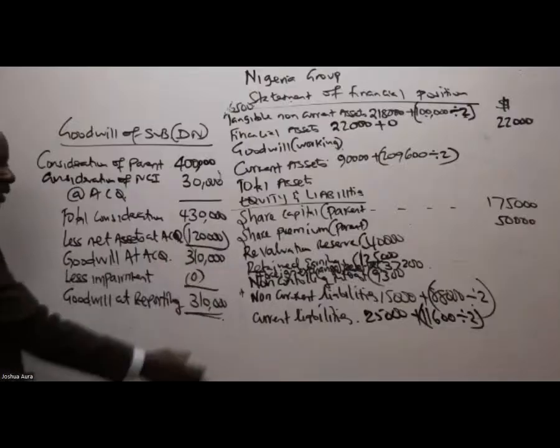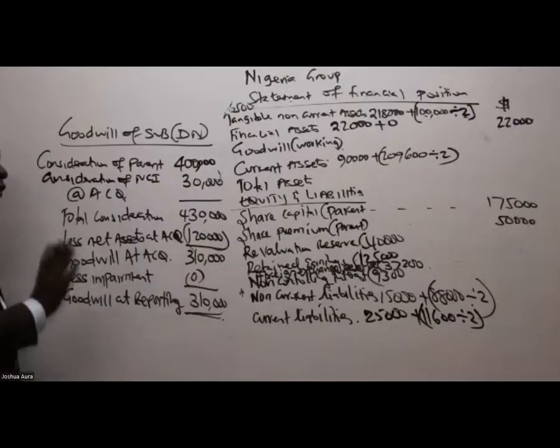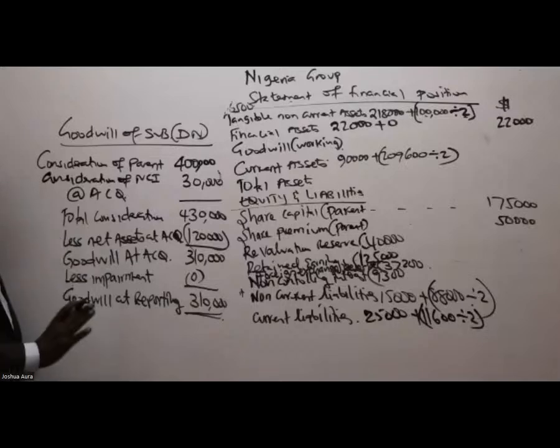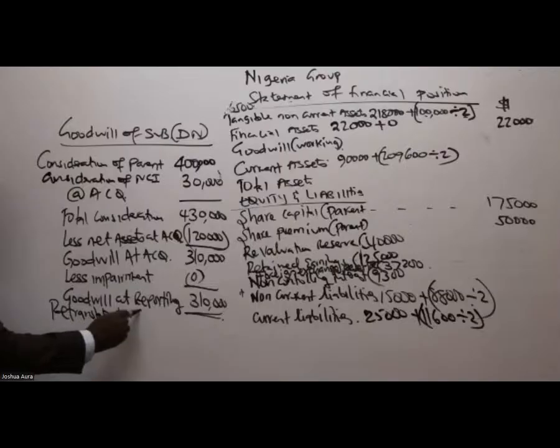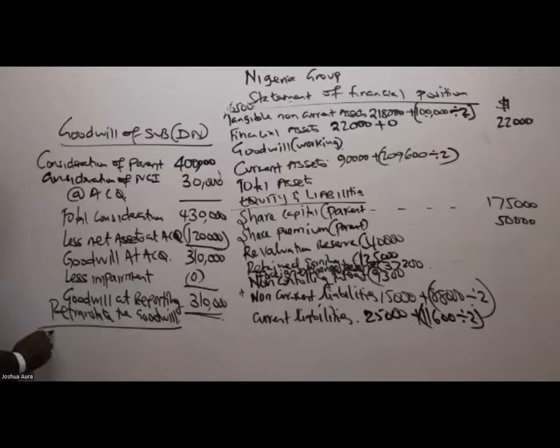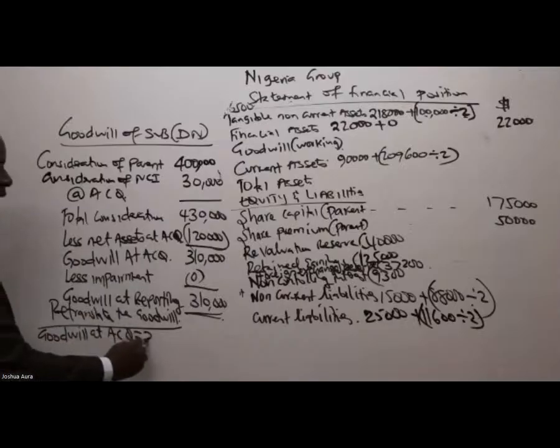I wish I had some space here, but immediately I get this goodwill of a foreign subsidiary, the next thing that I should do is to retranslate the goodwill. So how do we do this? You start with goodwill at acquisition. Goodwill at acquisition was 310,000.